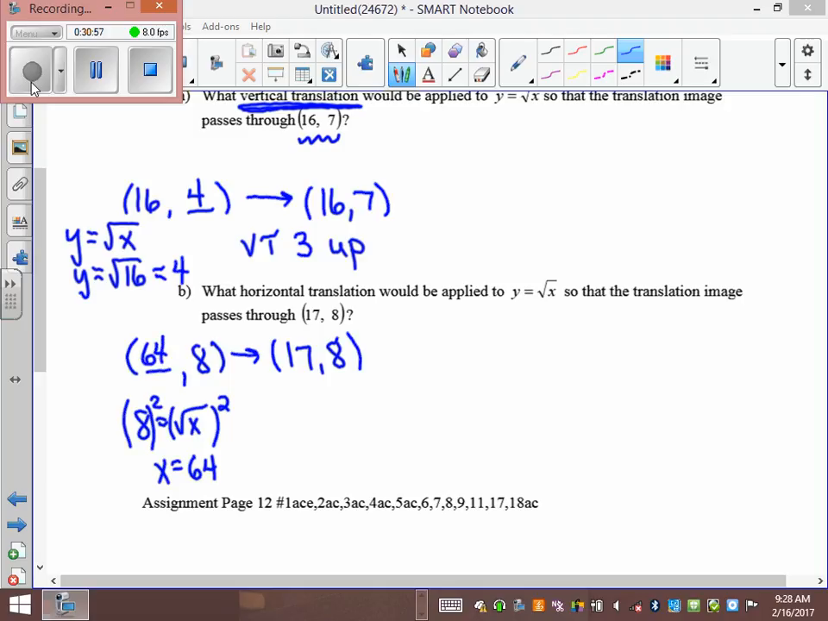So how much did we move? We were at 64 and we moved to 17. Which way are we going? Left. How many? 47.